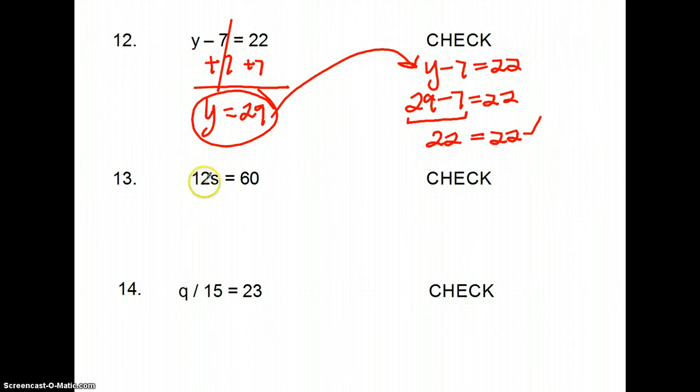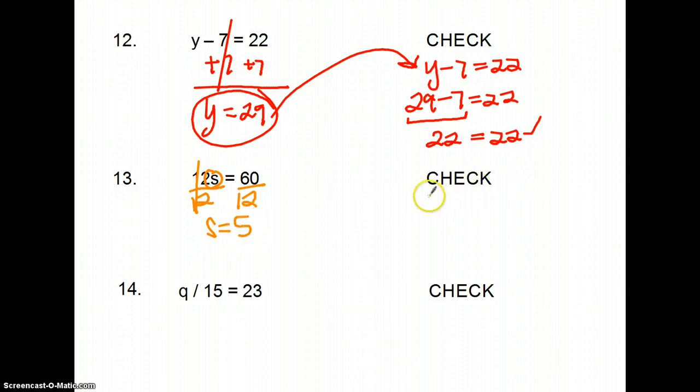Second one, 12 times s equals 60. There's multiplication in there, so to undo that, I do the inverse operation and I divide. I divide by my coefficient because I want to get s by itself. 12 divided by 12 is 1. Which leaves me s is equal to 60 divided by 12, which is 5.